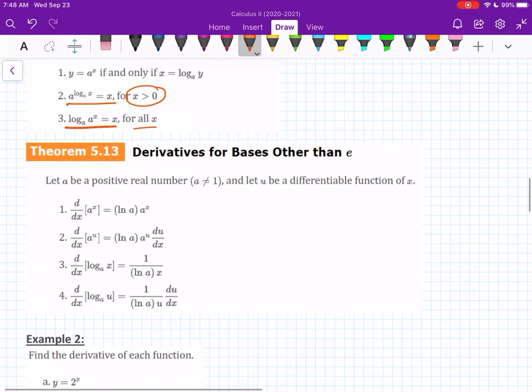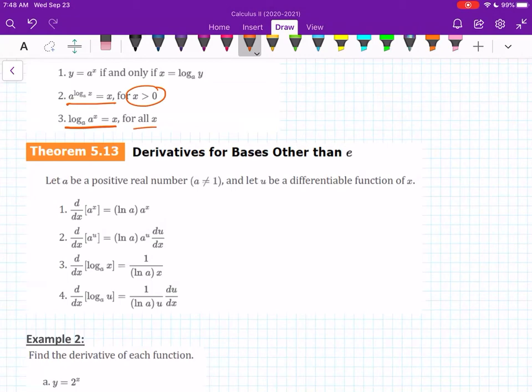All right. Now let's talk about derivatives. Finally, some calculus. Yes, what you've been waiting for. Let a be a positive real number, not equal to 1, of course, because that's boring. And let u be a differentiable function of x. So my first derivative is exponential function a to the x, and the derivative of that is the natural log of a times a to the x.